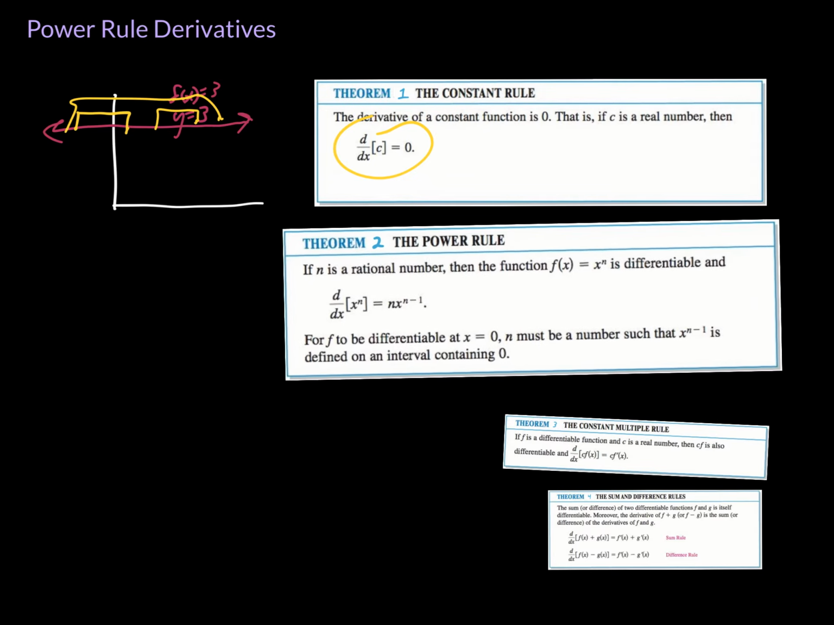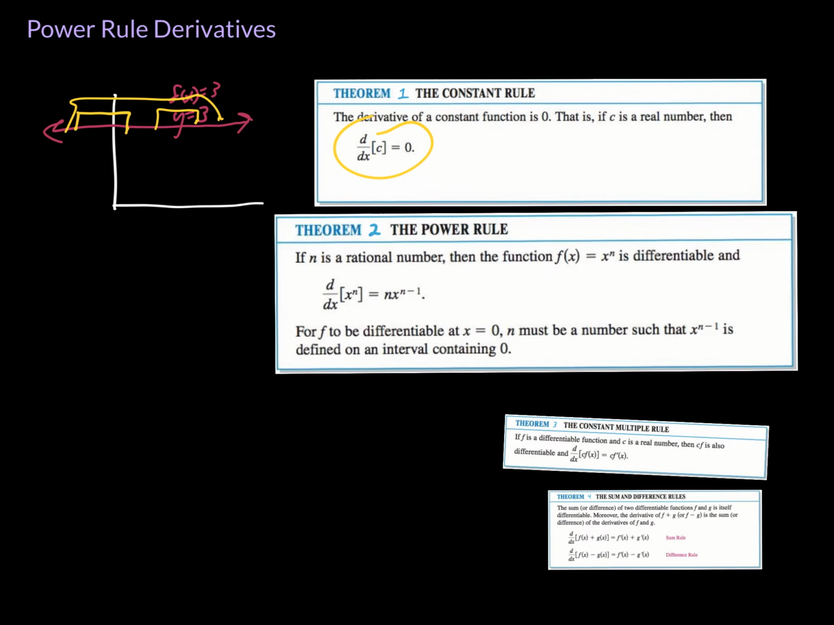The next one is the name of our video, so I guess this one's pretty important. This is the power rule. If n is a rational number, then the function f of x, which looks like this, x to the n, maybe x squared or x to the third, it's telling you. Well then, in order to take the derivative of a function that looks like that, this is the process.